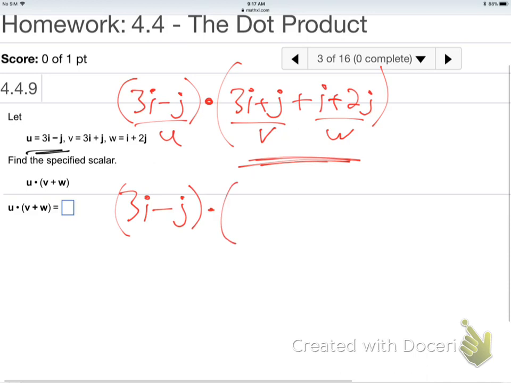So you'll get 3i, since 1i plus 3i is 4i, and 1j and 2j is 3j. Is that good so far? Just add the stuff in that parenthesis. Just do the v plus w. And now go ahead and just do the dot product.